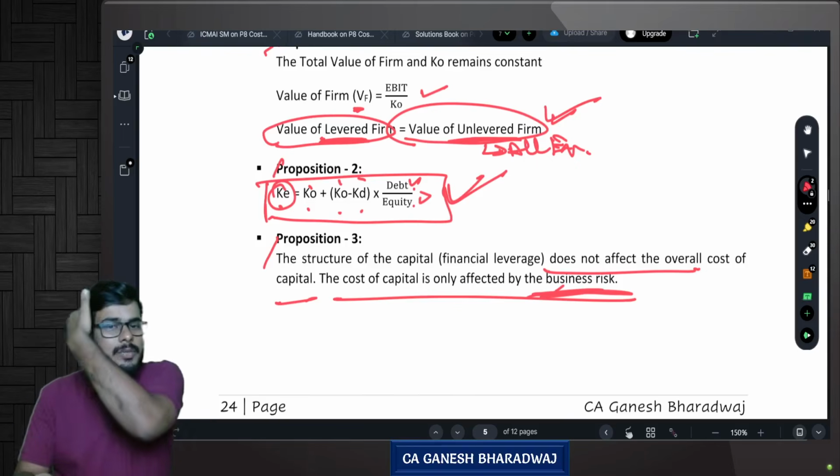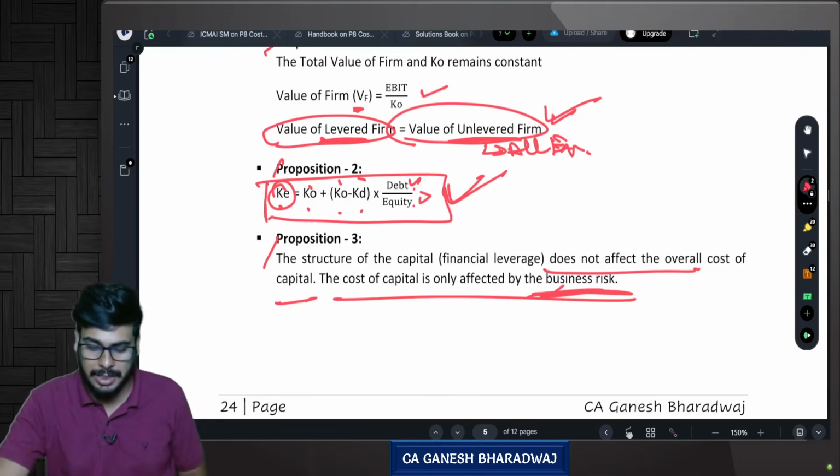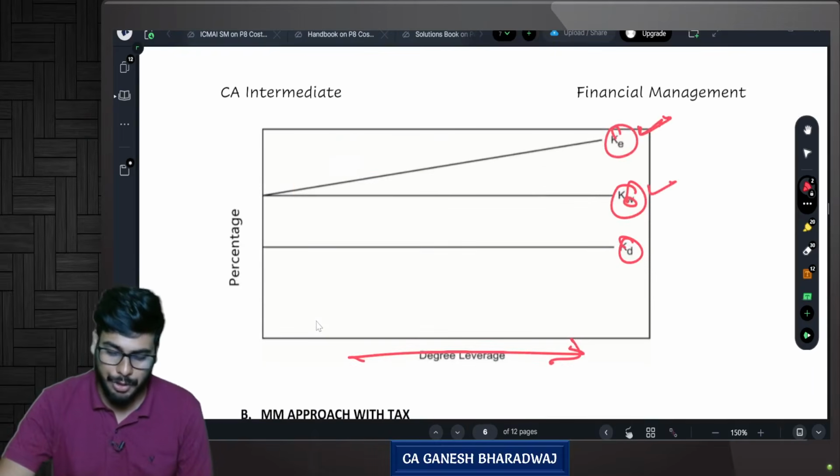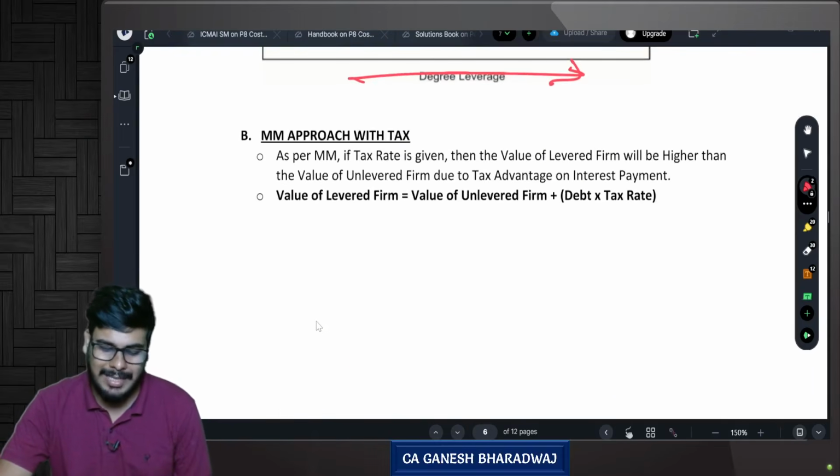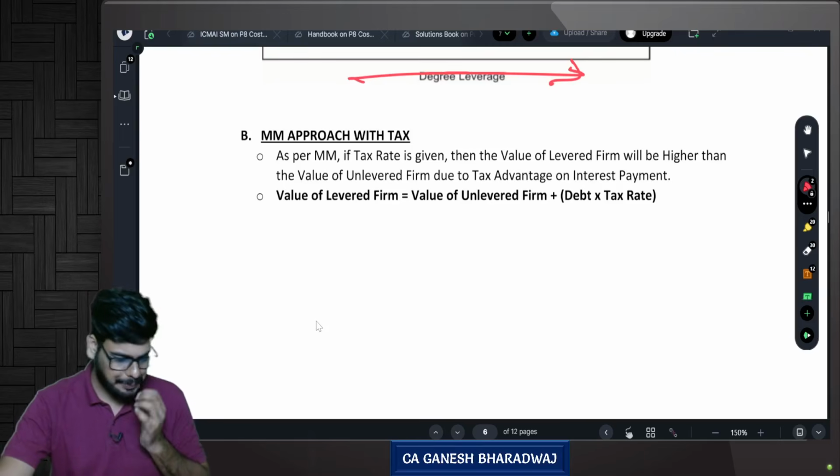If there is a practical question based on this, we'll be solving a few questions. You can just get complete control over it. Are you clear with this? Yes. Now, what does the approach with tax say?